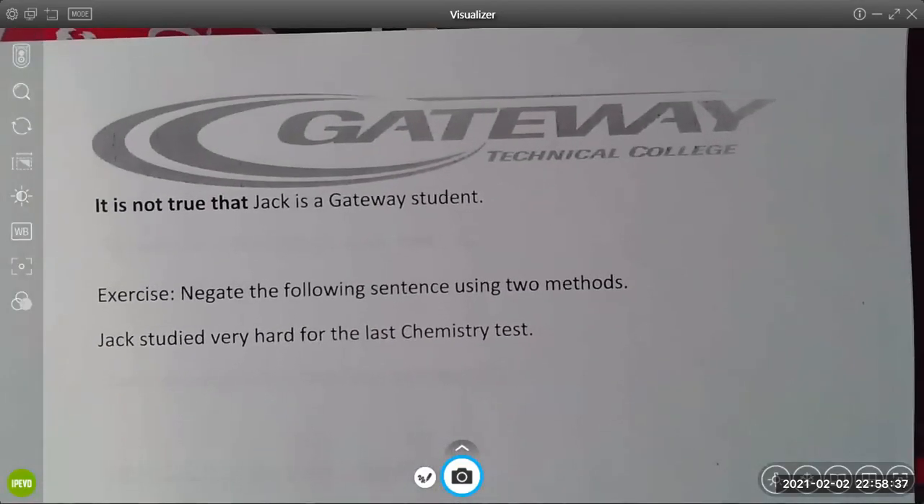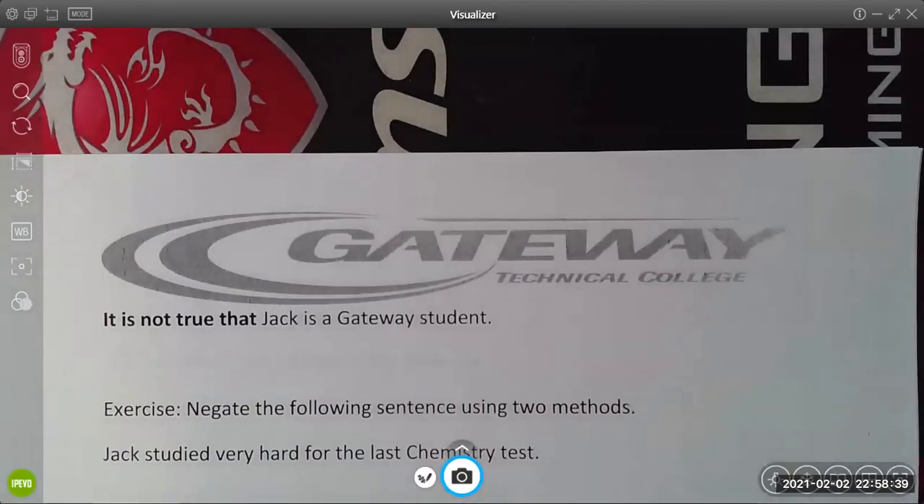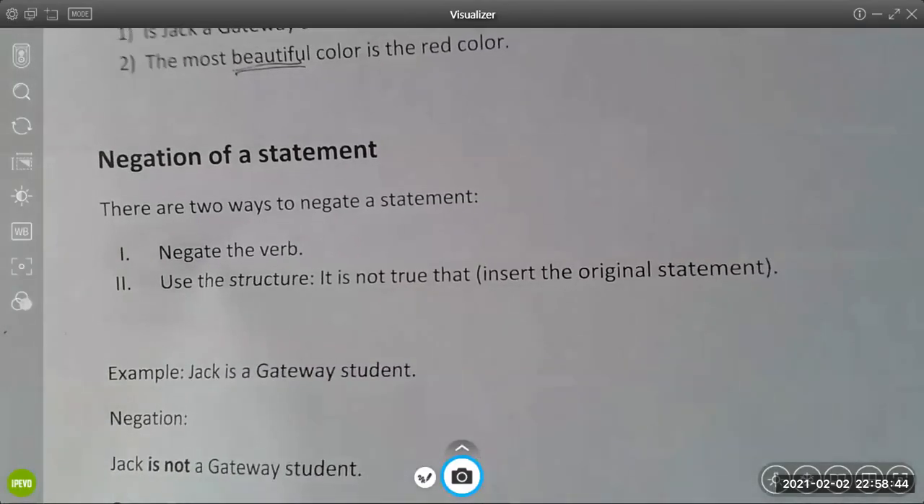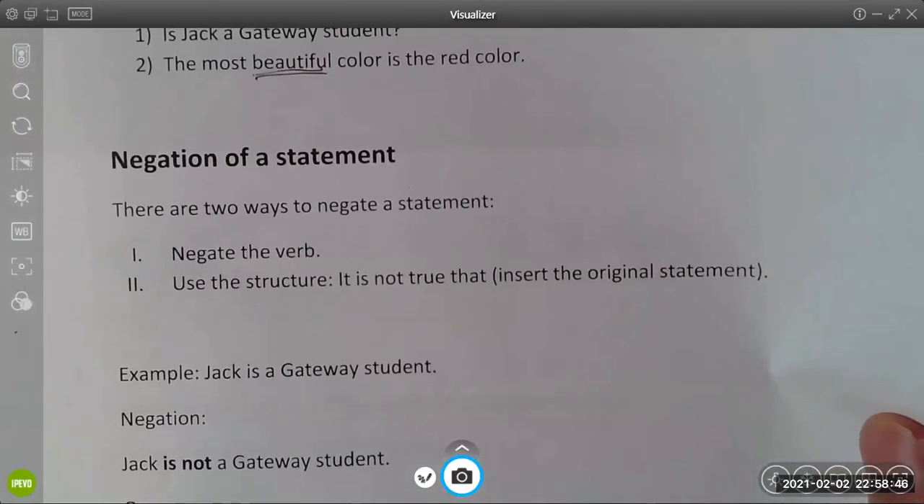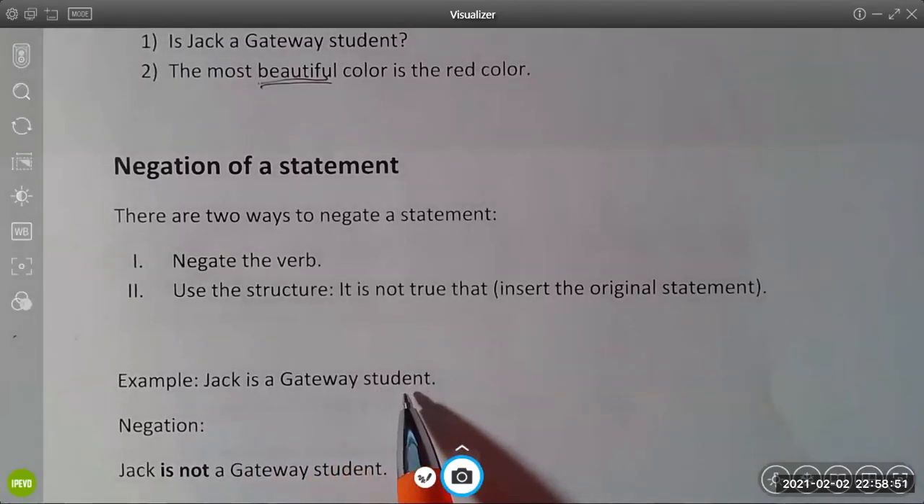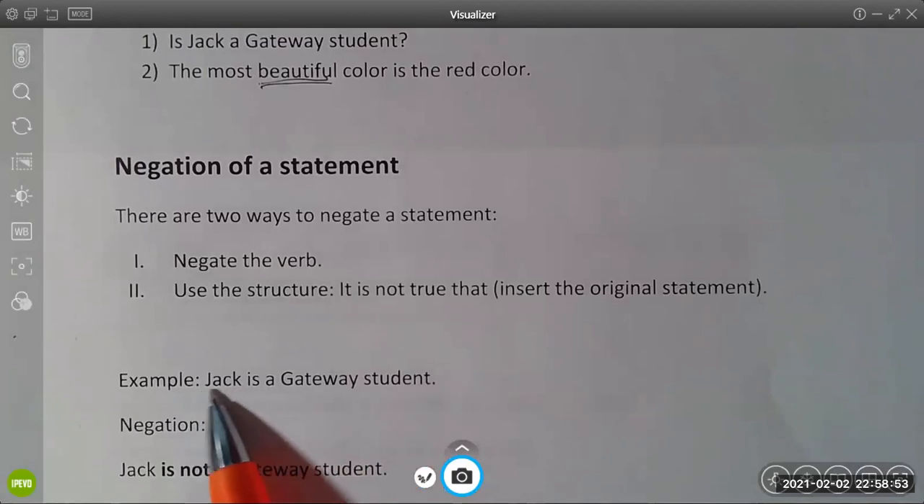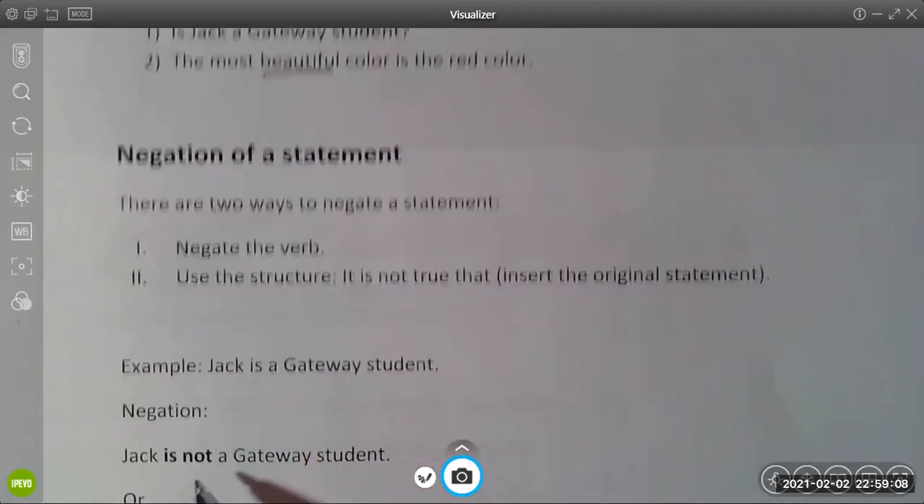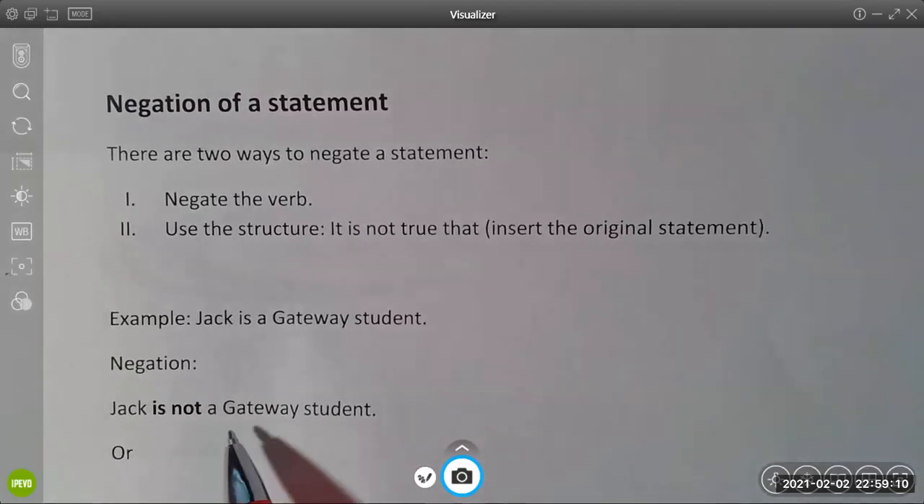So the first one, here it is, actually on the previous page. This is our first example. And this is the original statement: Jack is a gateway student. Now we want to negate this statement. The first method is that we do that by negating the verb in this statement. So is is a verb, and the negation of that is not, right? So this is the negation. Jack is not a gateway student.